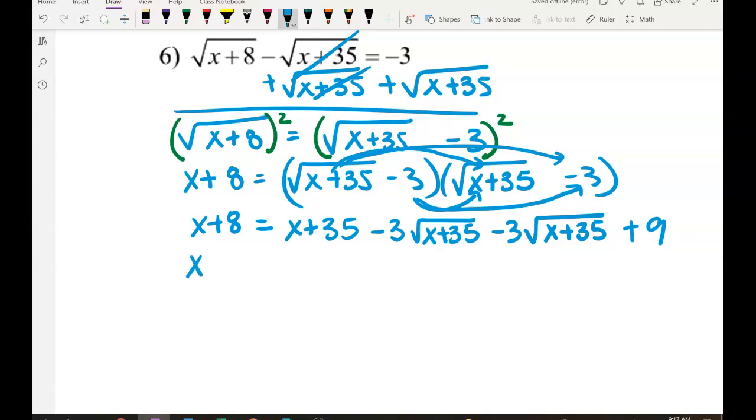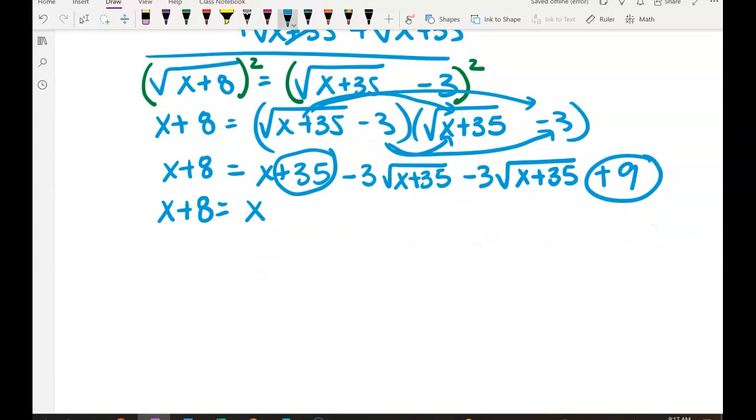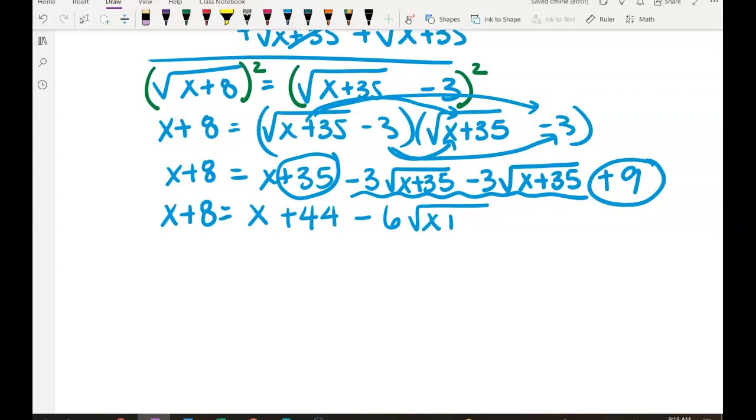So now we have x plus 8 equals, we only have one x, so drop that down. We do have a positive 35 and a 9, so that's going to give us what? 44. We have two of those, so -3 square root of x plus 35, and another one that will give us a negative what? 6. Okay. Now we are back to the prior question when we only have one radical. So we have to isolate this radical. That means we move everything to the other side.